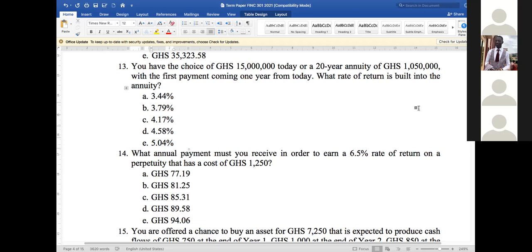The question is, what rate of return is built into the annuity? I.e., what rate will give us, if we do the present value of the annuity for 20 years, 15 million? So that we become indifferent, because we have a choice of a present value of 15 million or a 20-year annuity of 1,050,000 each year. So what do you think we have to do?